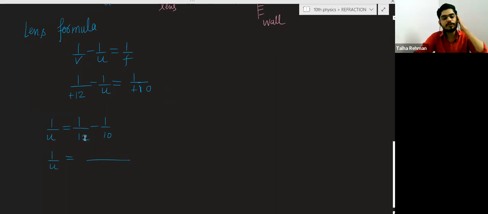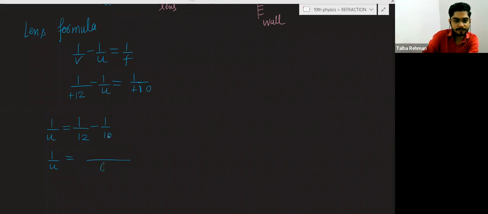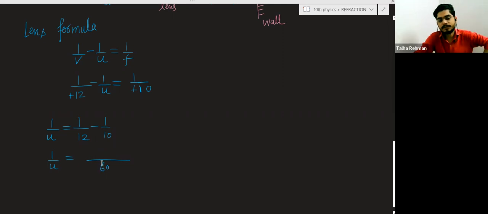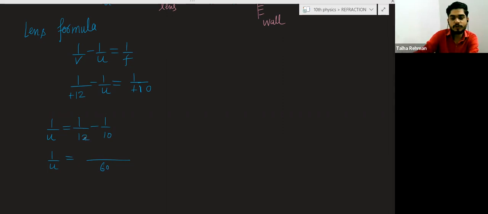When you take the LCM of 12 and 10, you will get 60, because 60 is in the table of 12. 12 5s are 60. And 60 is also in the table of 10. So when you solve, here you will write 5 and here you will write 6. And 5 minus 6 you will get minus 1 divided by 60.